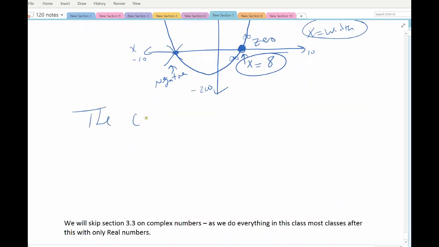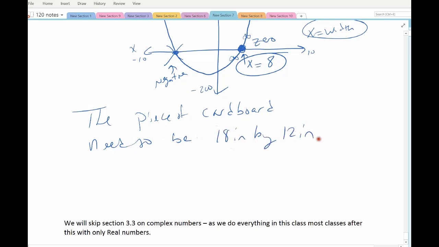All right, so the piece of cardboard needs to be 18 inches by 12 inches in size in order to make cuts of 2 inches in the corners, fold them up, and get a volume of 224 cubic inches total. All right, so that's how big of a piece I have to start with. I have to start with 18 inches by 12 inches.